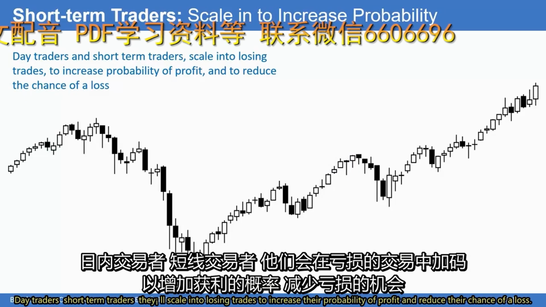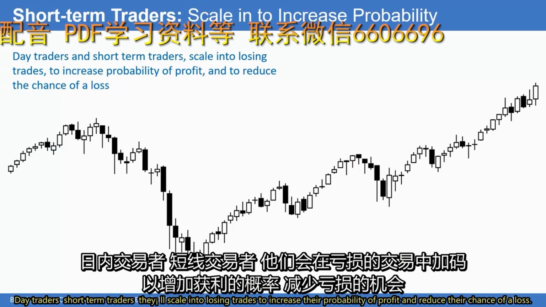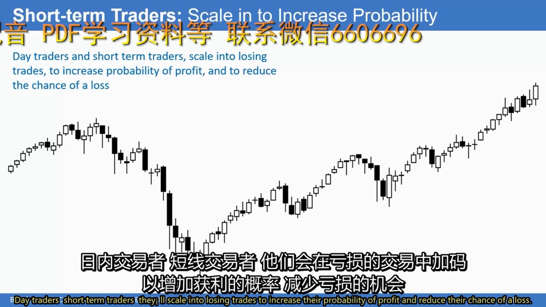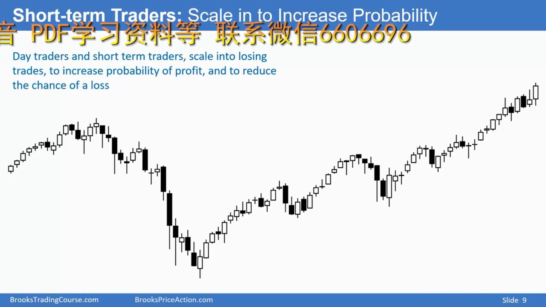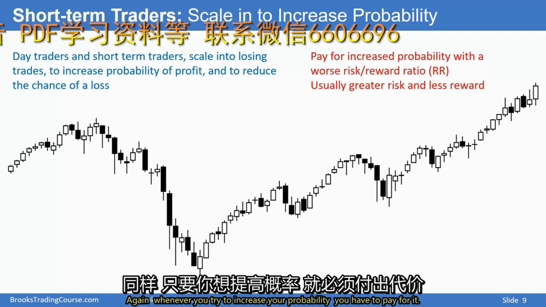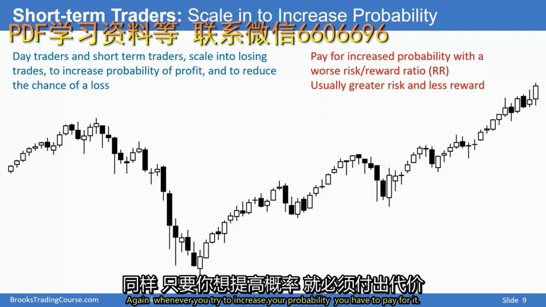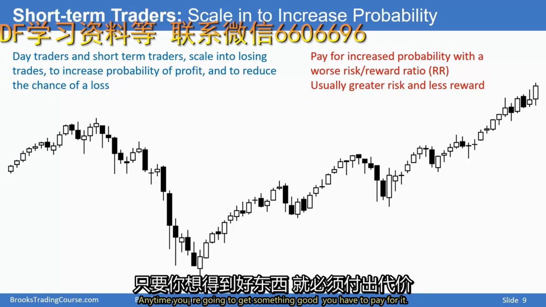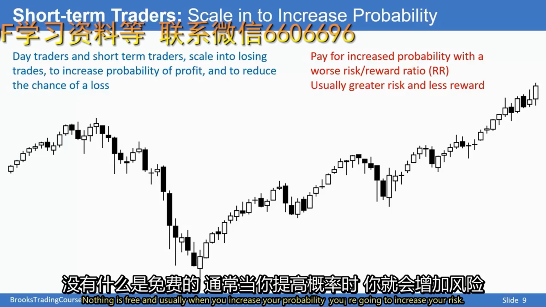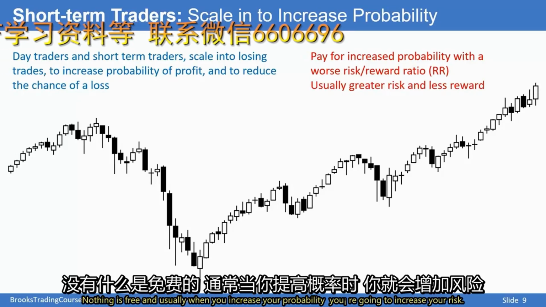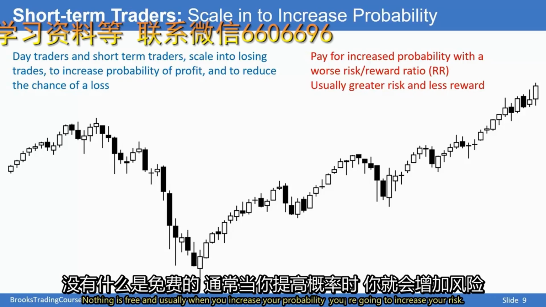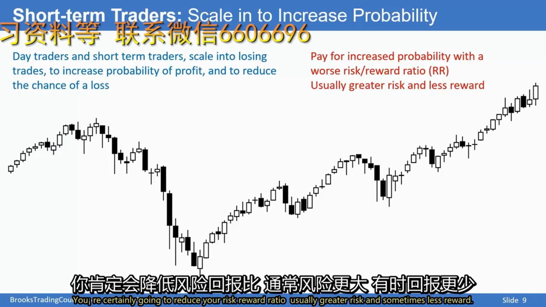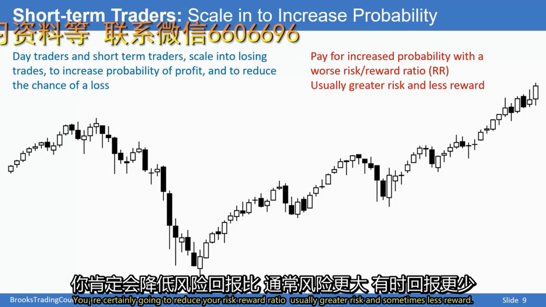Day traders, short-term traders, they'll scale into losing trades to increase their probability of profit and reduce their chance of a loss. Again, whenever you try to increase your probability, you have to pay for it. Anytime you're going to get something good, you have to pay for it. Nothing is free. And usually when you increase your probability, you're going to increase your risk. You're certainly going to reduce your risk-reward ratio. Usually greater risk and sometimes less reward.